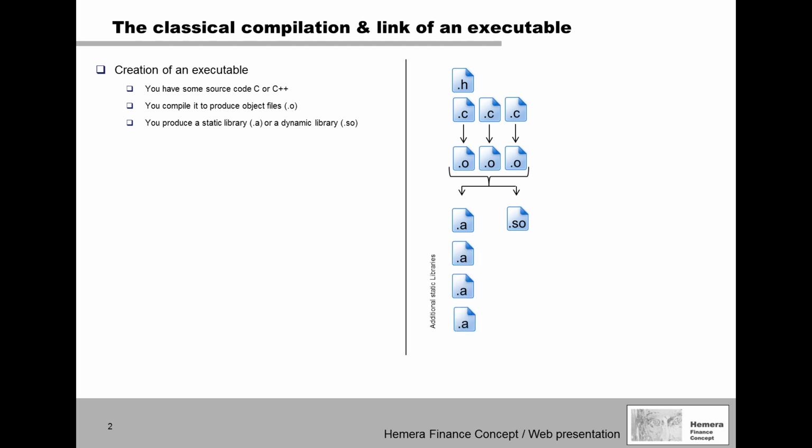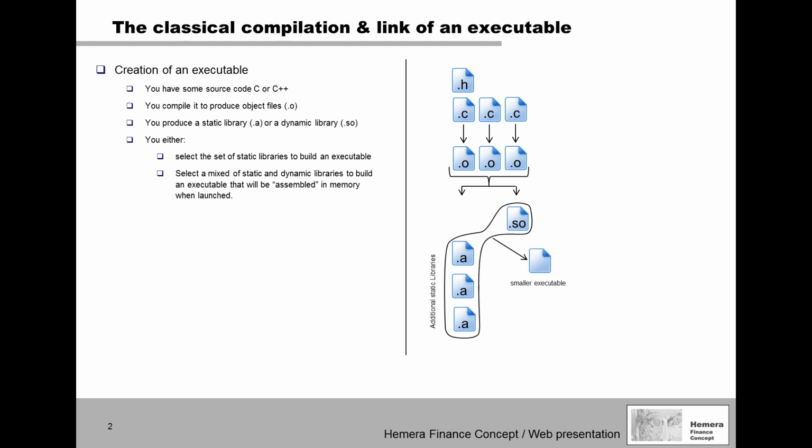With additional static libraries, you can either build an executable from static libraries only, or a comparable executable, except that it would be smaller in size, using a combination of static and dynamic libraries. When you launch such an executable, the system will assemble in memory the needed dynamic libraries with a smaller executable file to produce what is going to be finally executed.